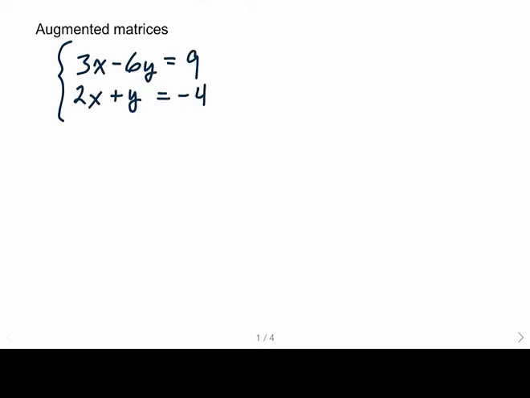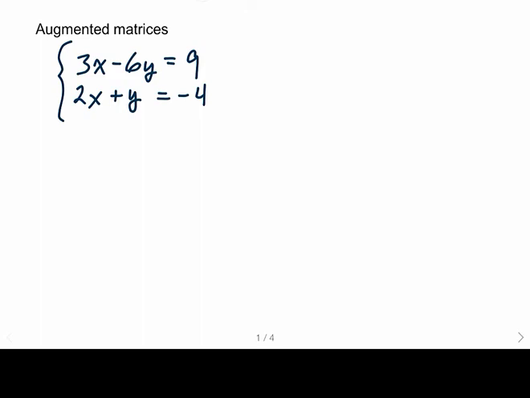In this session, we're going to see augmented matrices, and we're going to see how they can be used to solve systems of equations. To get started, let's go ahead and remember how we would solve a system by elimination. We'll start with the system 3x minus 6y equals 9, 2x plus y equals negative 4.